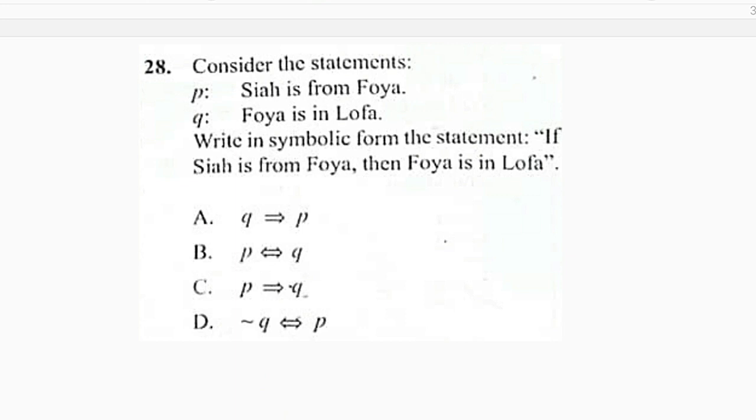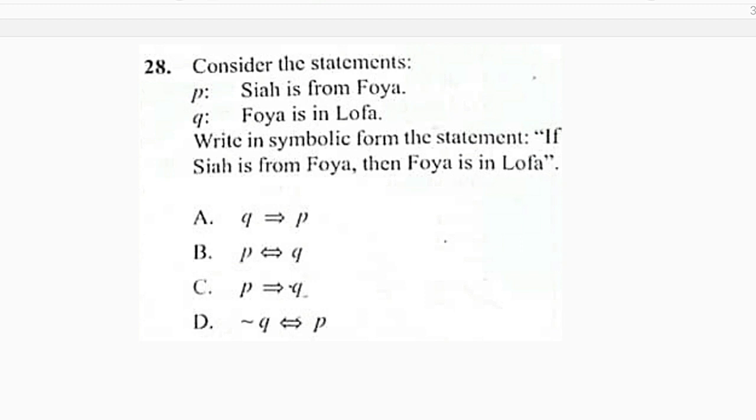All right, here is question number 28. The question reads, consider the statements. You see we are given two statements here, P and Q. P stands for the statement, Saya is from Foya. Q stands for Foya is in Lofa. Write a symbolic form of the statement: If Saya is from Foya, then Foya is in Lofa.